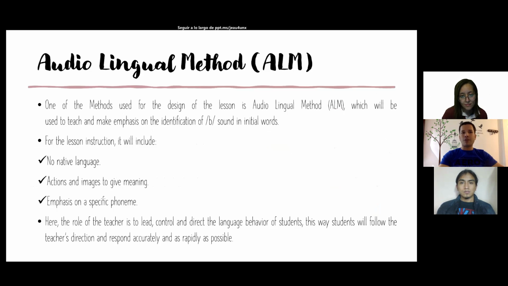For these lesson instructions, it will include non-native language, actions and images to give meaning, and emphasis on a specific problem. Here, the role of the teacher is to lead and direct the language behavior of the students. This way, a student will follow the teacher's directions and respond accurately and as rapidly as possible.